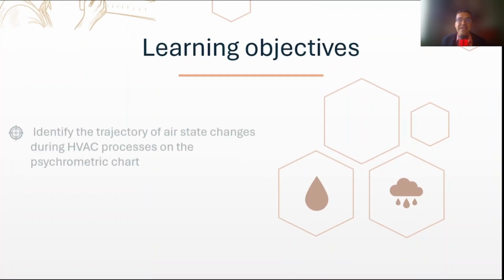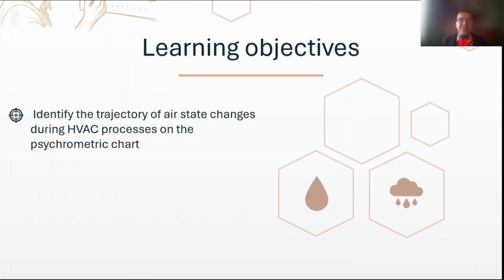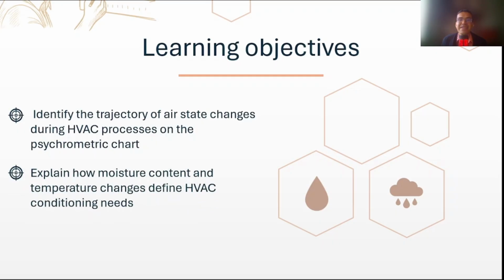By the end of this session, you will be able to clearly identify sensible and latent HVAC processes on the psychrometric chart, recognize their unique directional patterns, and explain the physical change involved, including variations in temperature, moisture content, and a phase change when applicable. You'll also gain a better understanding of where these processes take place in real HVAC systems and how to interpret them for better system design and performance evaluation.